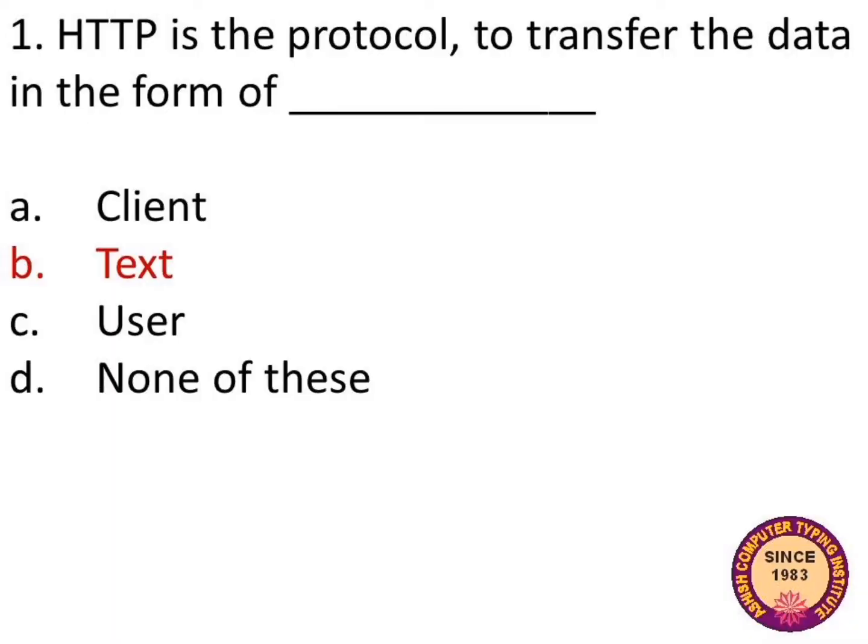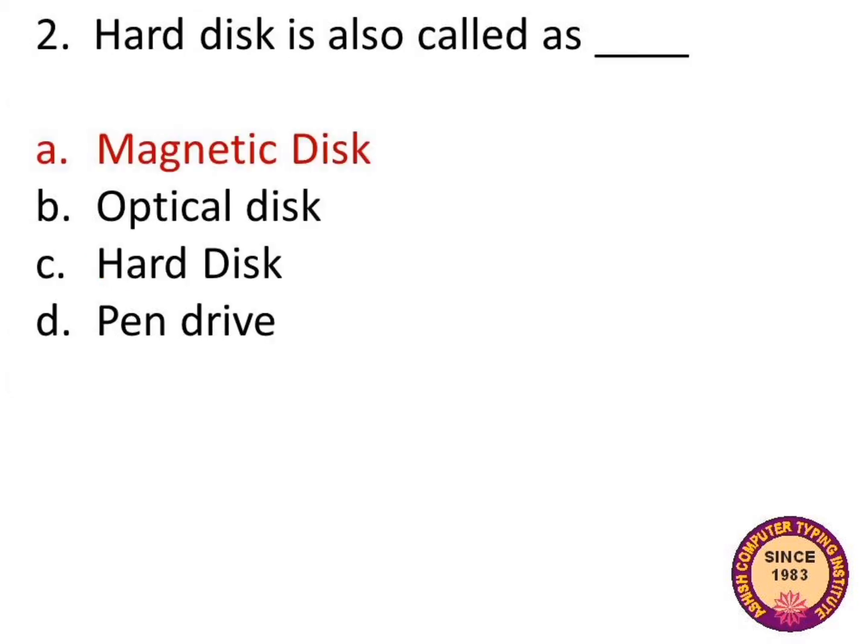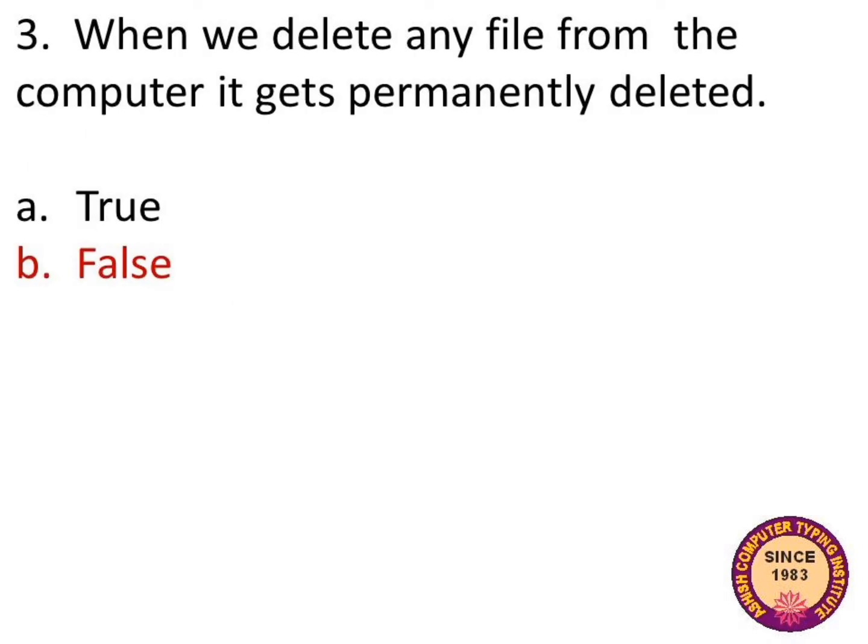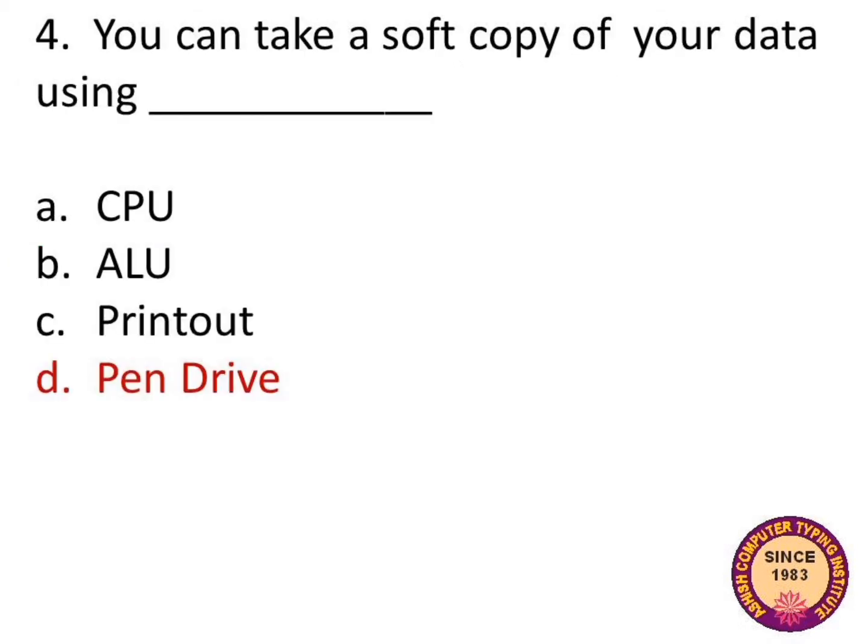HTTP is the protocol to transfer the data in the form of dash. Answer is text. Hard disk is also called as dash. Answer is magnetic disks. When we delete any file from the computer, it gets permanently deleted. Answer is false. You can take a soft copy of your data using dash. Answer is pen drive.